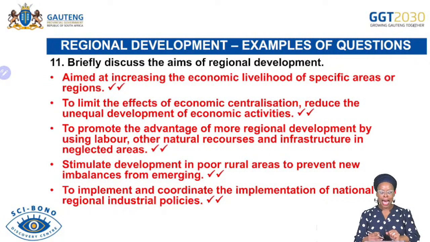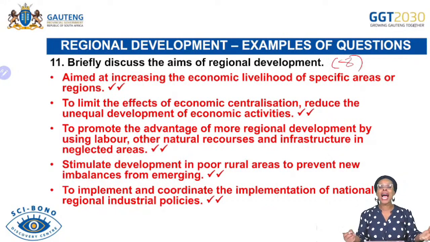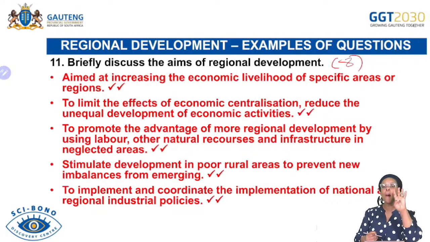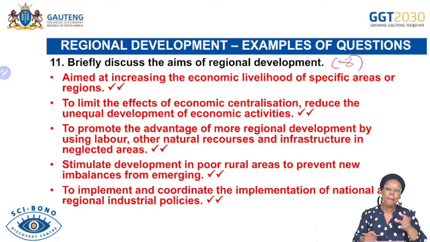There is another type of question. This question is an 8-mark question. You can be asked to briefly discuss the aim of regional development. This one I addressed during the lesson presentation. So you need to mention, but in 4 points. If you only list, you will get a maximum of 4 marks. But if you write in full sentences, you will get a maximum of 8 marks.